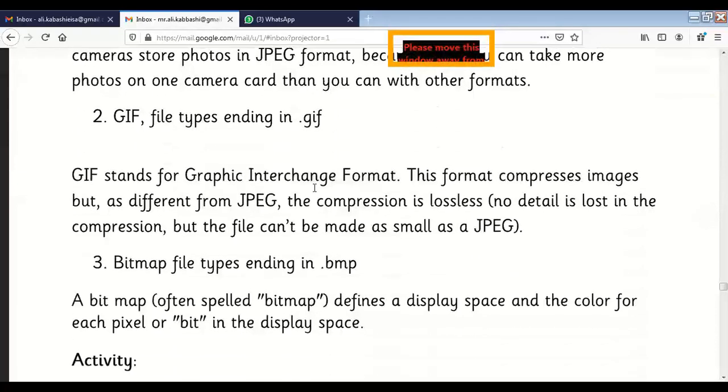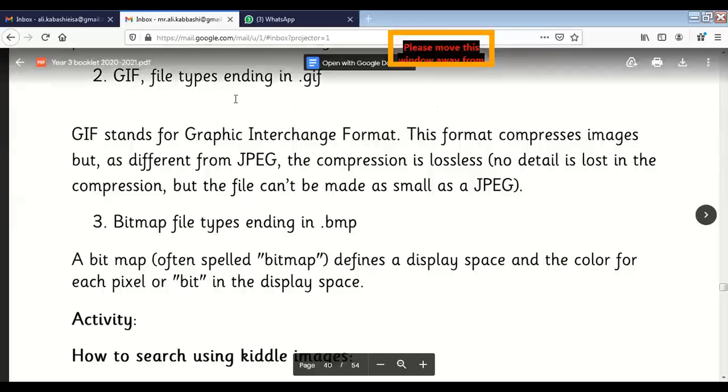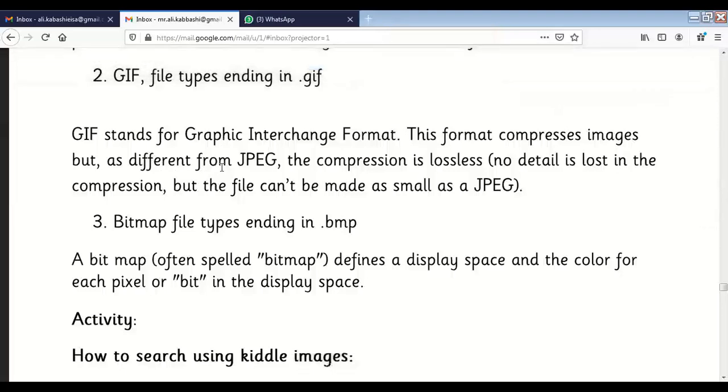So the second format we have is a type of format called GIF. It is files that end in GIF. So GIF stands for Graphic Interchange Format. This format compresses images, but different from JPEG, the compression is lossless. Lossless means no detail is lost in the compression, but the file can't be made as small as JPEG. As we said earlier, JPEG is small. You can save GIF also, but it can take a lot more memory than the JPEG.